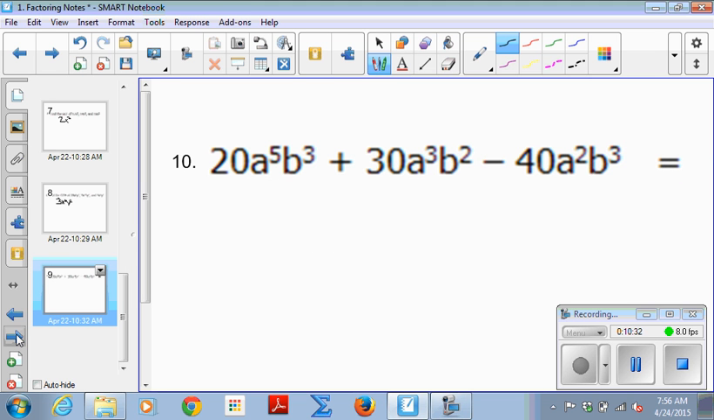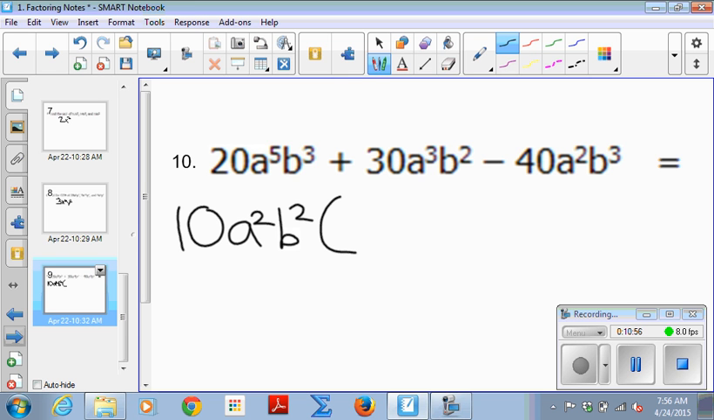And finally, okay, same kind of question. Now we are going to actually go through and factor it. Okay, not just find the greatest common. So 20, 30, and 40 constants all share a 10. A term, they all have at least a squared. B term, they're all at least b squared.